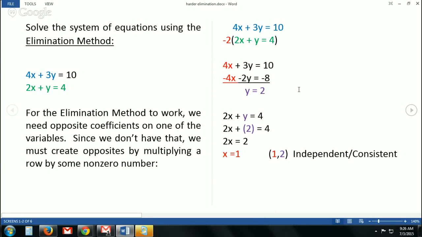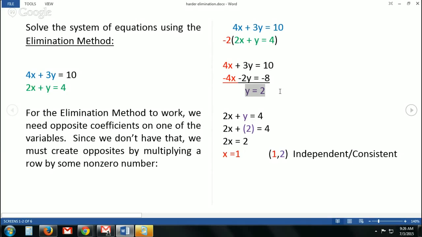Some people call the elimination method the addition method because once we have those opposite coefficients, now we're going to add the lines together. If I add the lines together, the 4x's will add out, or they are eliminated, and then 3y minus 2y just leaves y. 10 minus 8 gives me 2. So now I know that y is 2.